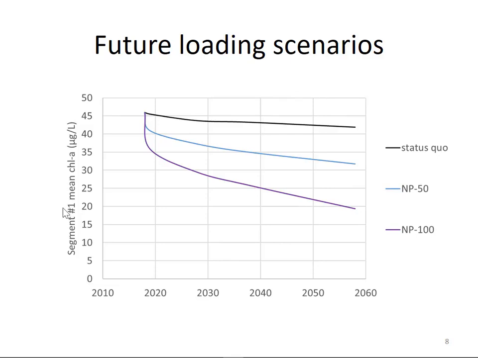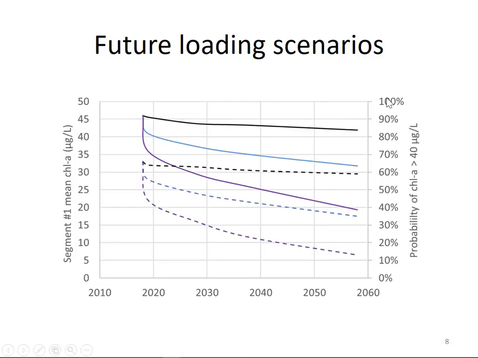All right, we can also present results in terms of the probability of exceeding the state chlorophyll criteria of 40 micrograms per liter, considering the various uncertainties in the model. And that's what I'm about to show on a secondary y-axis right here. All right, so here you see this is the probability of exceeding the chlorophyll criterion, and here the dashed lines are showing you that probability under these 3 different scenarios.